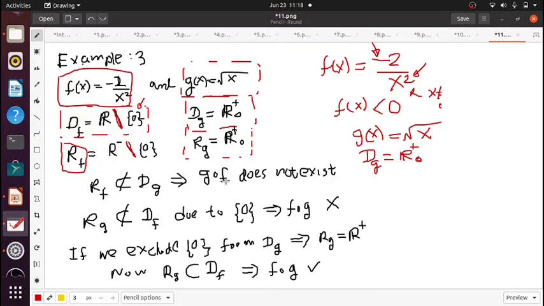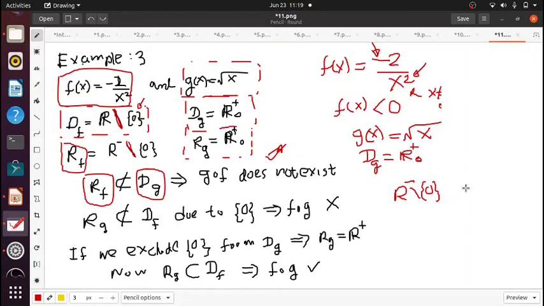Now let's see whether g of f exists. If g of f is to exist, you know that the range of the function f should be a subset of the domain of the function g. Now when you look at the range of the function f, it is R excluding 0.